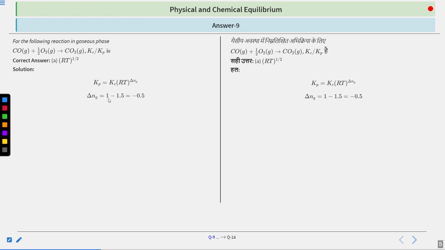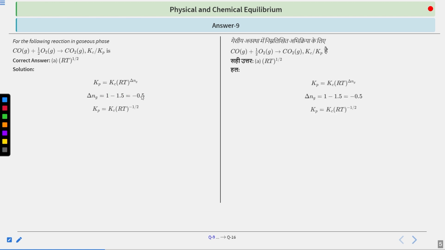Now how can we calculate delta Ng? Delta Ng is basically the change in gaseous number of moles. We know very well that all the participants in this reaction are gases, right? So on the right hand side we have 1 mole of carbon dioxide, on the left hand side we have 1 mole of carbon monoxide and half mole of O2. So that will make it 1 mole of carbon dioxide minus 1.5 moles of reactants. Clear? So our answer will be minus 0.5. Clear?